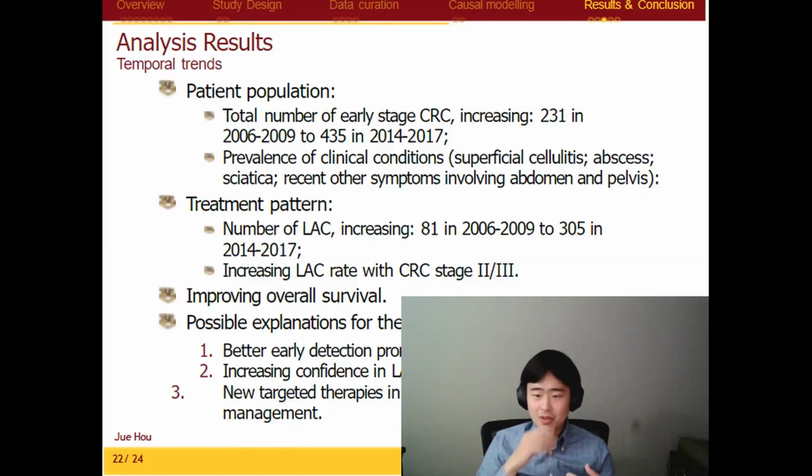And a possible explanation for this is that we have increasing confidence in LAC over time. So it has been used indistinguishably, compared to the classical OC. And also we might have new targeted therapy, so that patients with recurrence, advancement and progression had better survival over time, right? So later patients have better survival.